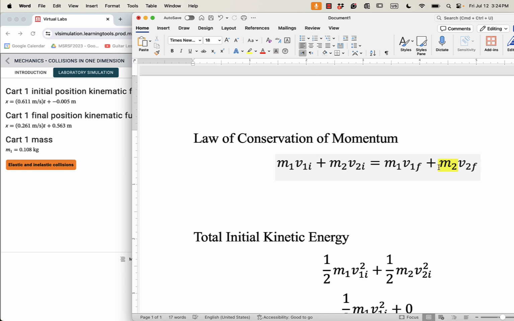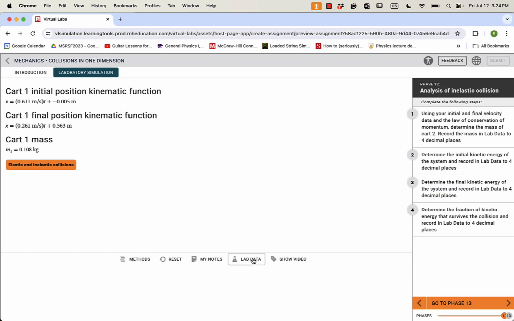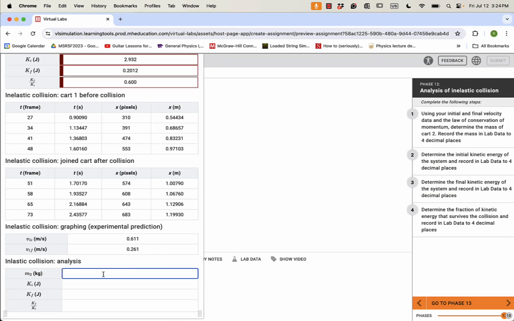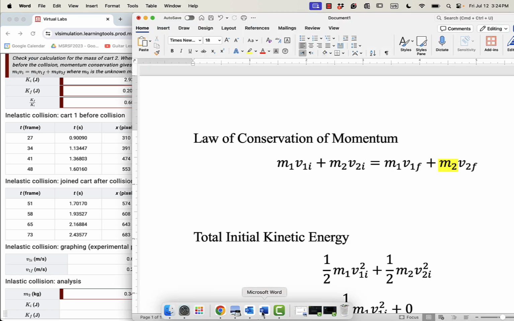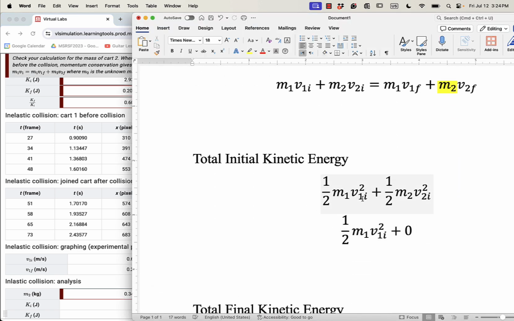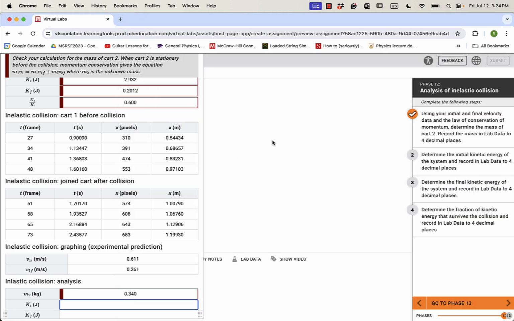And then the only unknown here is M2. So this thing is 0. Solve this to find M2. Okay, and then once you have that, you can enter your number here. I don't know what the right answer is, so I'll just put some random number here. So that's mass 2. And then kinetic energy initial, just like before, you can find the initial kinetic energy. So for that, you need to use this formula. So plug in all the known values to find that.